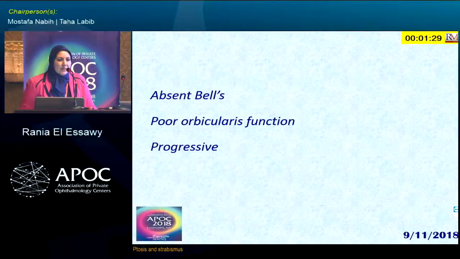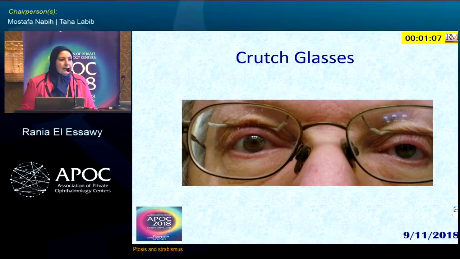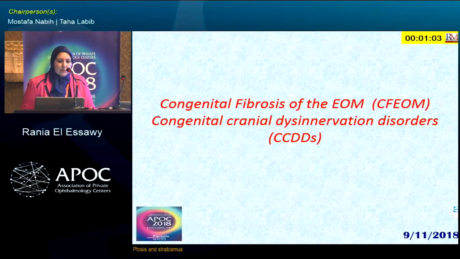So doing a brow suspension will not actually be helpful because it will probably recur, and it will probably lead to corneal complications because of what we're saying about absent Bell's and poor orbicularis. And if you're going to do a brow suspension, it is better to use something like the silicone rods and don't use something like the fascia lata or the Gore-Tex, so as to be reversible if needed. And actually, the crutch glasses may be the best choice in these patients in old age.